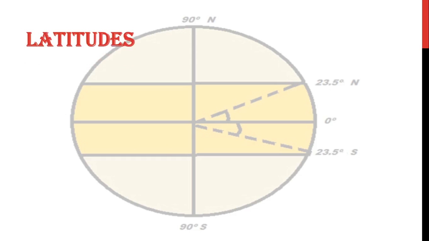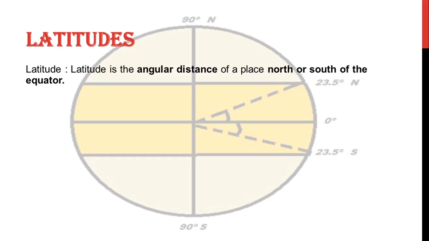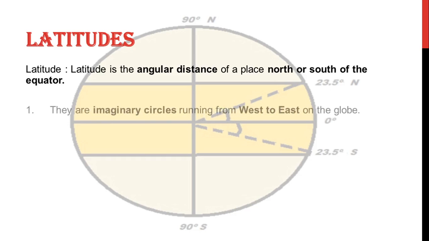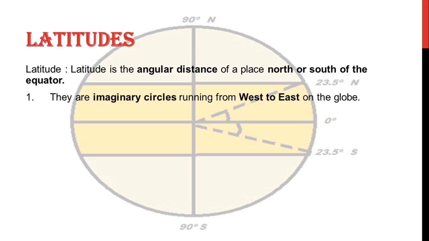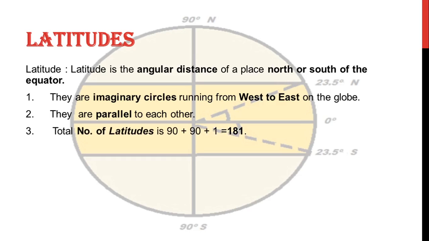Latitudes. Latitude is angular distance of a place north or south of the equator. They are imaginary circles running from west to east on the globe. They are parallel to each other. Total number of latitudes is 181. 90 in Northern Hemisphere, 90 in Southern Hemisphere, and 1 is the equator.